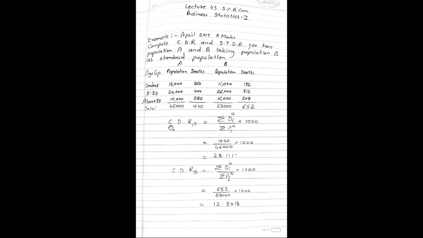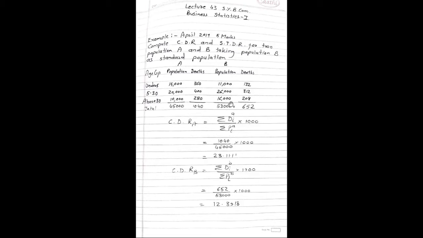So we will write the formula for crude death rate for population A is equal to summation DIA upon summation PIA into 1000. So deaths for population A is 1040 and population total is 45,000. So crude death rate is equal to 1040 upon 45,000 into 1000. So answer is 23.1111.